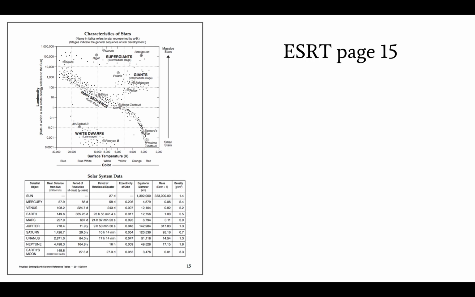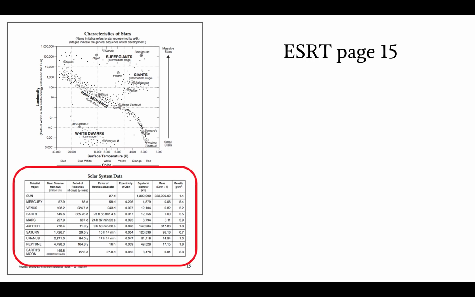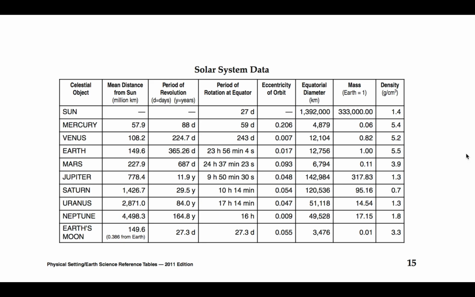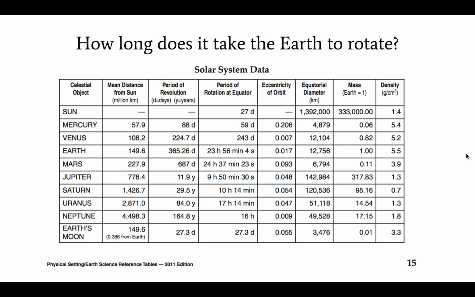On page 15, we are going to focus particularly on this section down below, where it says solar system data. So, looking at that table, let's remind ourselves of the question, how long does it take the Earth to rotate? The first part of the table that we're going to look at is this left-hand column that has all the celestial objects. Celestial just means space, so these are the objects in space in our solar system. We have our sun, all the planets, and then finally they've included Earth's moon. But for this question, we are just focusing on our planet, Earth. And we want to know how long it takes Earth to rotate.